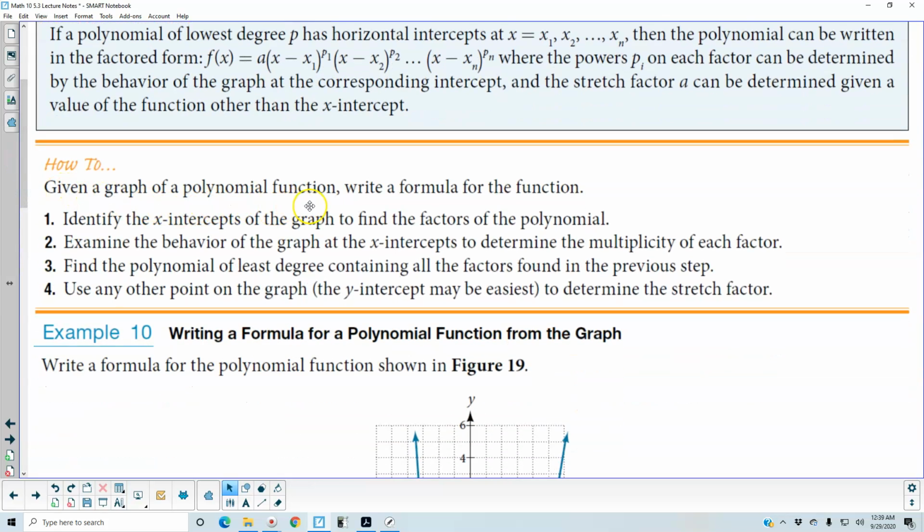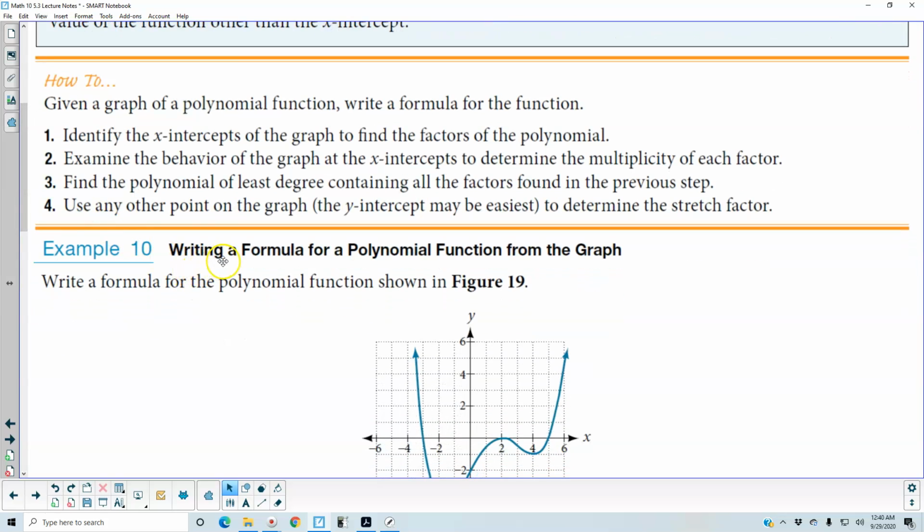So given a graph of a polynomial function, write a formula for the function. Number 1, we identify the x-intercepts of the graph to find the factors of the polynomial. Number 2, examine the behavior of the graph at the x-intercepts to determine the multiplicity of each factor. Number 3, find the polynomial of least degree containing all the factors found in the previous step. And number 4, use any other point on the graph. The y-intercept may be easiest to determine the stretch factor.